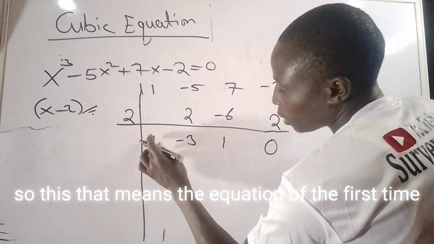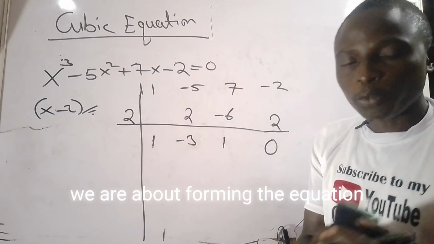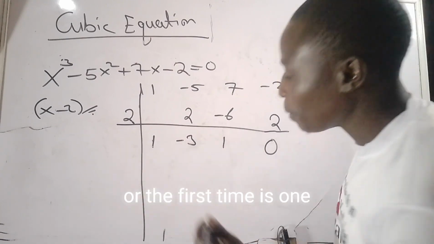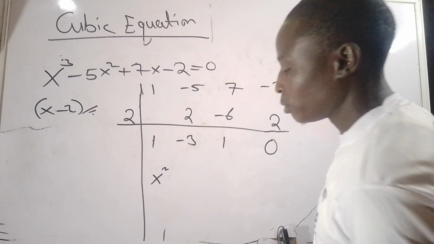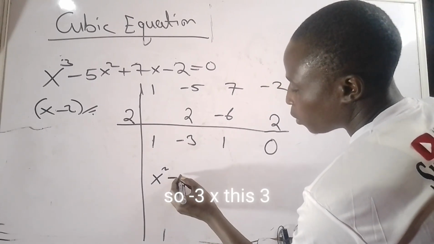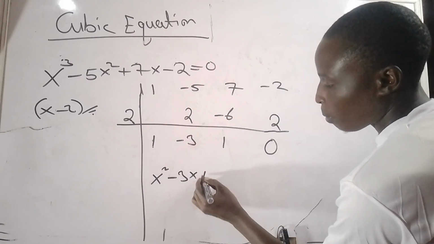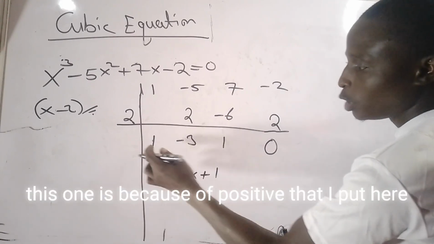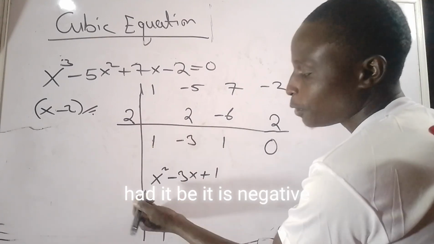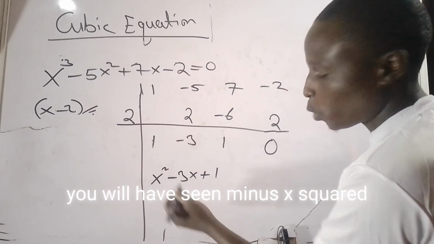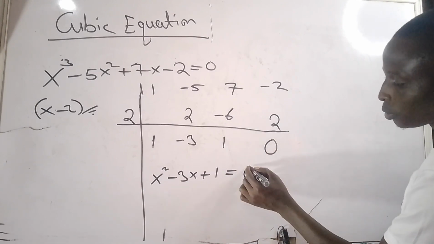So that means the coefficient of the first term in the quadratic equation we are about forming is 1. That means we are going to have x squared, minus 3x, plus 1 because it's positive. This one is because of the positive that I put here. Had it been negative, you would have seen minus x squared. So to be equals to 0.